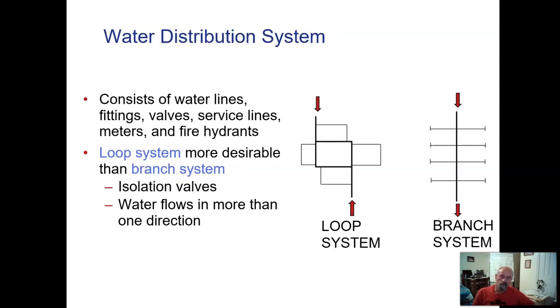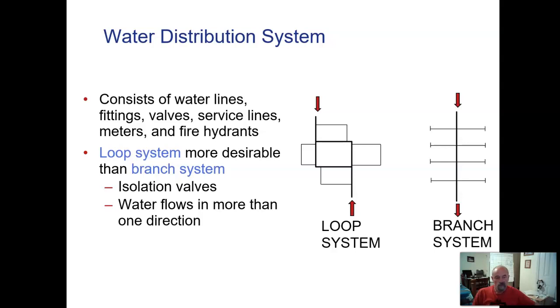one from the top, one from the bottom. With a loop system, if there's a break anywhere in that system, people within that block and that served area continue to have service. Whereas the branch system has only one inlet, one outlet. If there's a break anywhere in there, you have to shut off the water to everybody's houses to fix it.